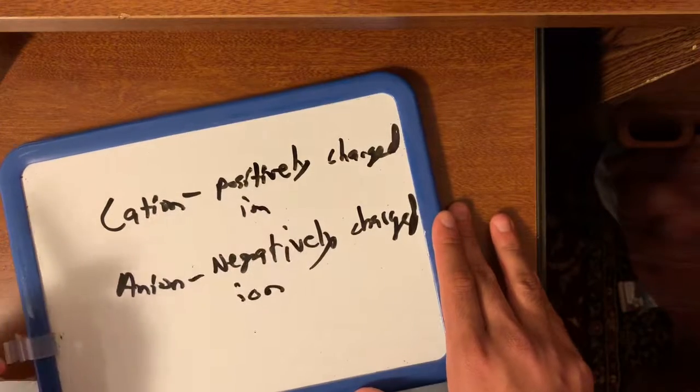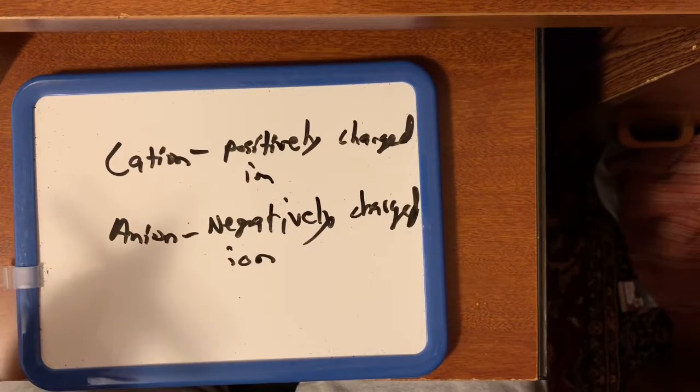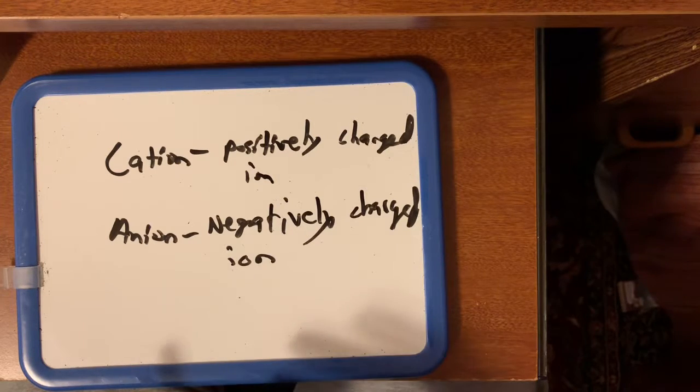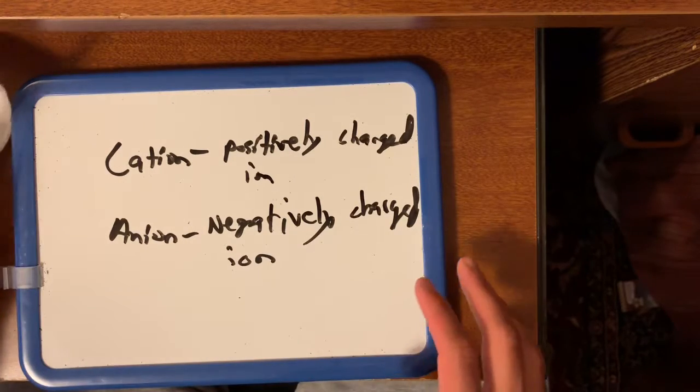And remember, an ion is when an atom has an imbalance in the number of protons and electrons, meaning it will have a charge. And an isotope is when atoms of the same element have a different number of neutrons, resulting in a different mass. Thank you.